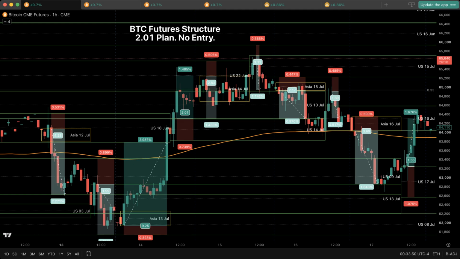Now build the long plan. Long entry line. July 14th U.S. session upper boundary. Stop loss line. July 14th U.S. session lower boundary. Take profit line. June 22nd U.S. session midpoint. Risk-reward ratio. 2.01.